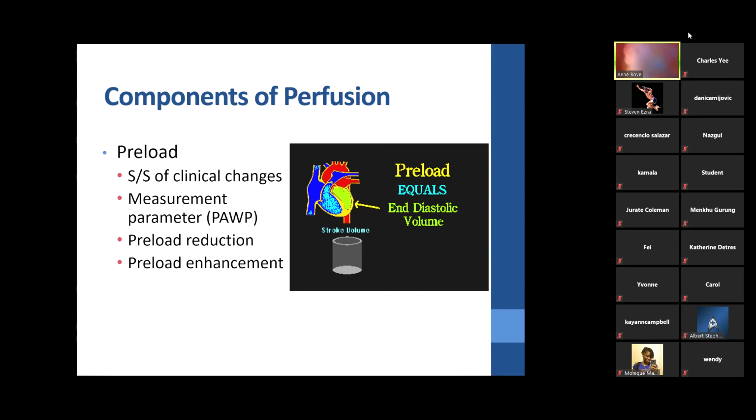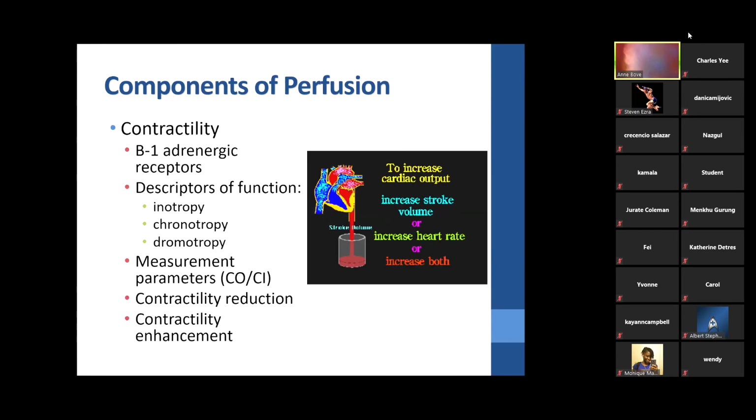Now, in terms of contractility, that's your beta-1 adrenergic receptors. And as I mentioned earlier, there's three terms, and I have them listed there. The inotropy deals with contractility, chronotropy with rate, dromotropy with conduction. So what we're concerned with is inotropy. And inotropy is either going to help or enhance cardiac output, cardiac index, or it's going to take away.